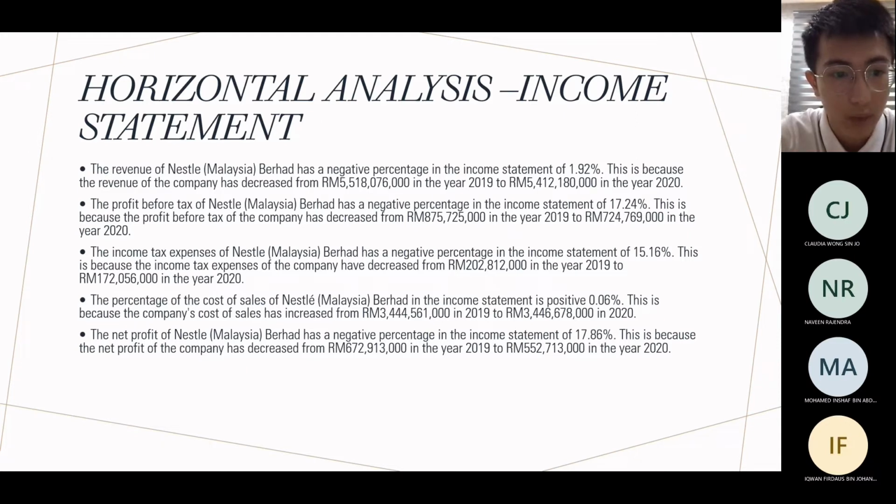Items have been included in arriving at profit before tax, indicating that all expenses in the year 2020 are more than in the year 2019. For example, the employee benefit expenses has increased from 574 million in the year 2019 to 607 million in the year 2020.